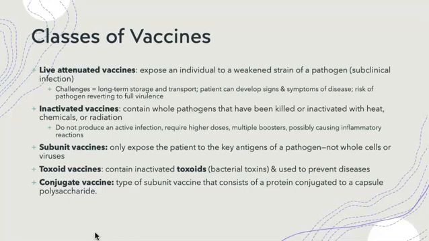Which brings us to our classes of vaccines. There isn't just one way to create a vaccine. We've got all these different options here, and we'll start with our live attenuated vaccines. This exposes an individual to a weakened strain of the pathogen, so we might have more of a subclinical infection. So we're able to activate our adaptive immune defenses, which include both cellular and humoral immunity, and stimulate the development of our memory cells for long-lasting immunity.